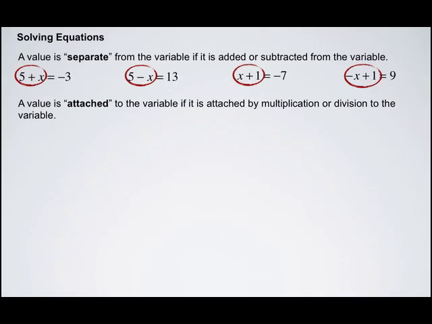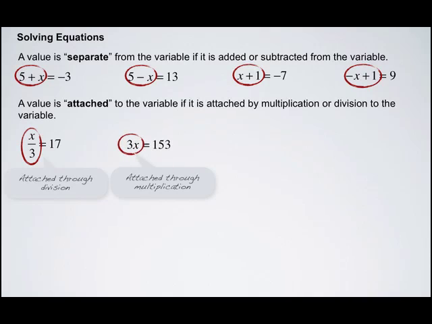A value is attached to the variable if it is attached by multiplication or division to the variable. Here we have x divided by 3. The 3 is attached to the variable through division. Here we have 3x is equal to 153. The 3 is attached through multiplication.